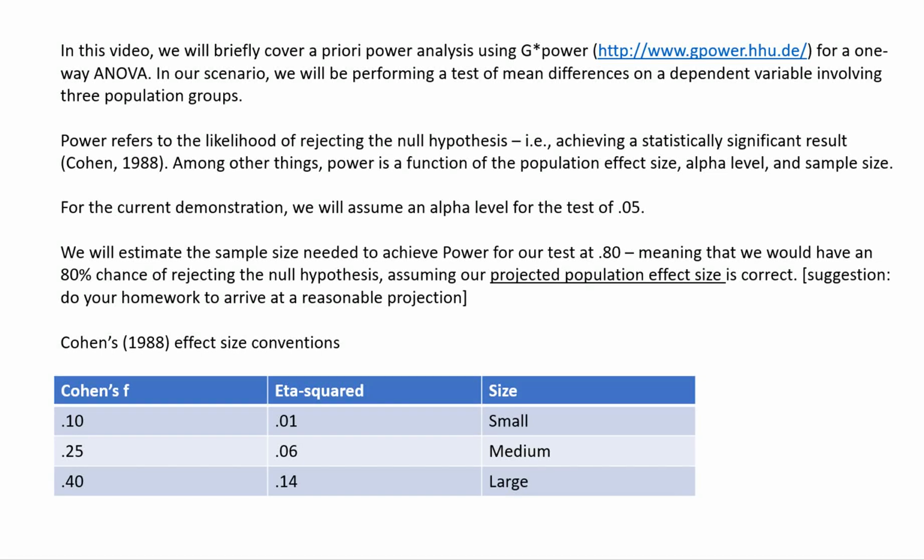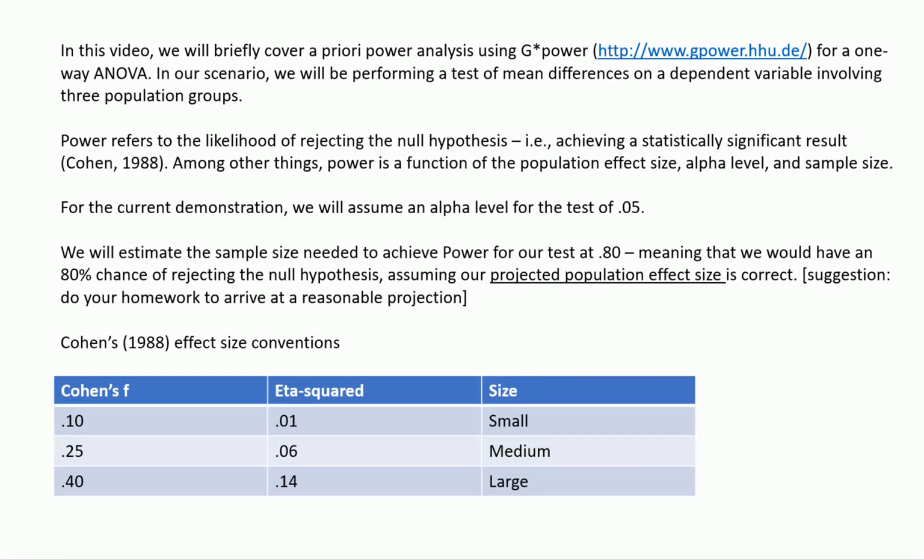Okay, in this video, we will briefly cover a priori power analysis using G-power for a one-way ANOVA. In this scenario, we will be performing a test of mean differences on a dependent variable involving three population groups, and we're trying to come up with an estimate of the sample size needed to achieve power at a given level. Power refers to the likelihood of rejecting the null hypothesis, that is, achieving a statistically significant result.